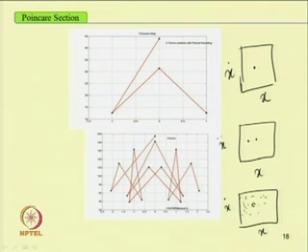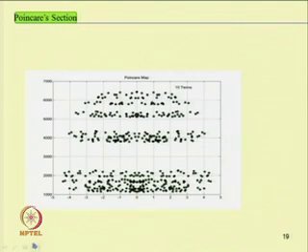So, the whole space will be filled up with these dots. These dots represent the Poincare section of the system. We will study the Poincare section later in detail. This represents a chaotic solution.